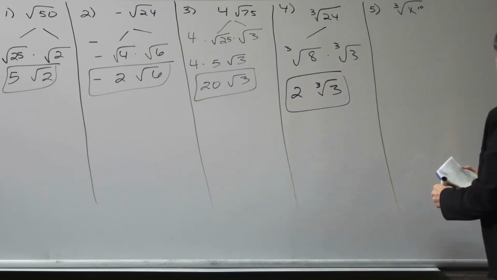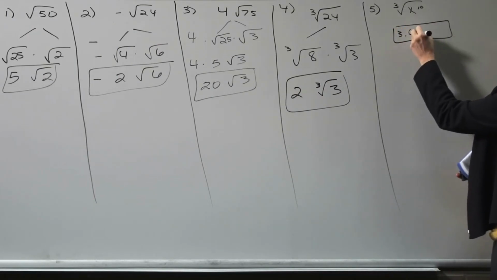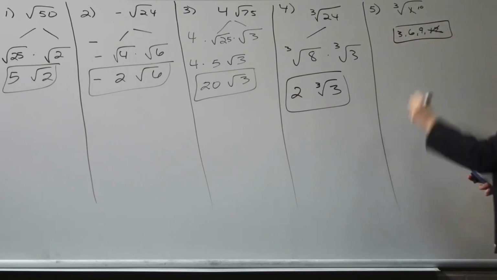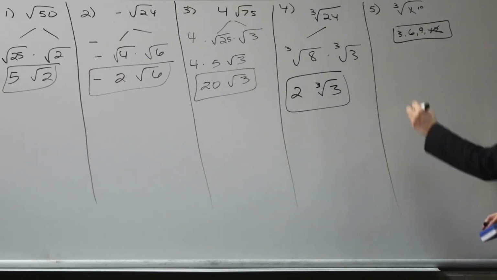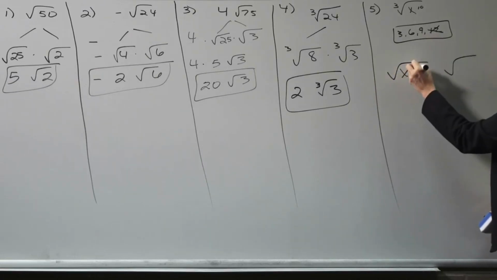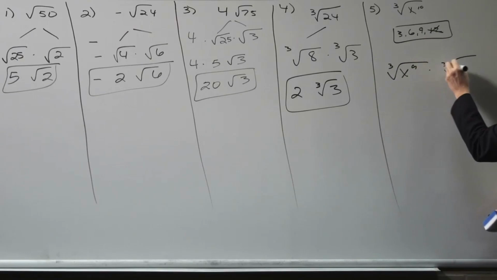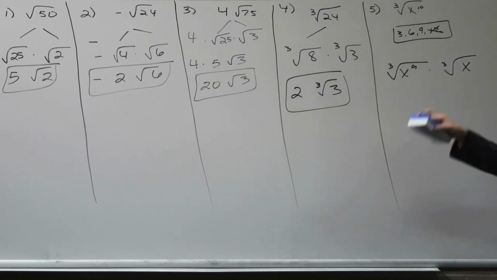So here we go. We have 3, 6, 9, 12. 12 is too big. Remember, that's not a perfect cube because it's not divisible by 3, so we need to break it up into 2. It's the cube root of x to the 9th, times x. X to the 9th times x to the 1st is x to the 10th.